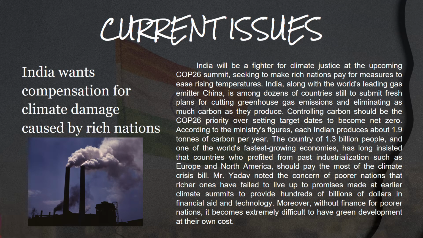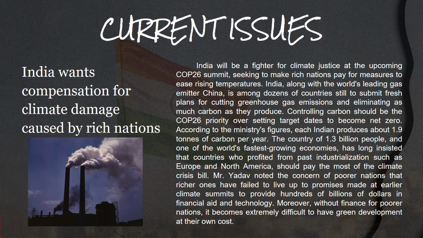Controlling carbon should be the COP26 priority over setting target dates to become net zero. According to the ministry figures, each Indian produces about 1.9 tons of carbon per year. The country of 1.3 billion people and one of the world's fastest growing economies has long insisted that the countries who profited from past industrialization, such as Europe and North America, should pay the most of the climate crisis bill.